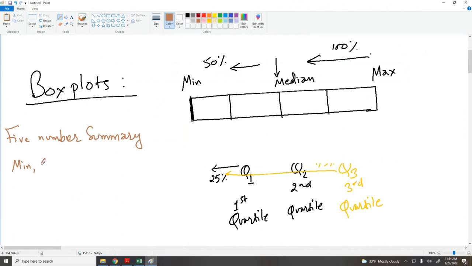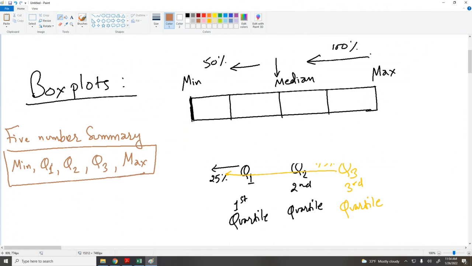Minimum, Q1, Q2, Q3, and maximum. These are the five numbers that represent the entire distribution. So this is the minimum, this is Q1, this is Q2, this is Q3, and this is the maximum. And Q2 and the median are the same thing.